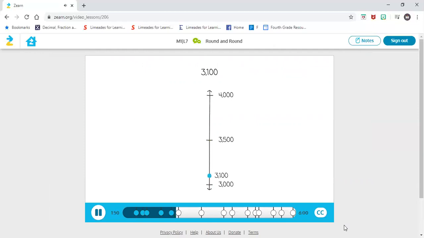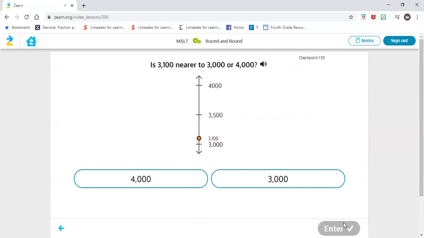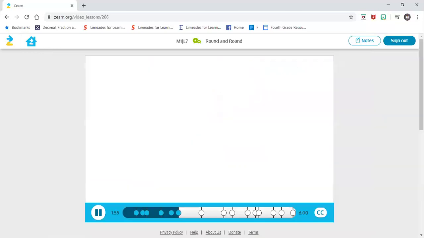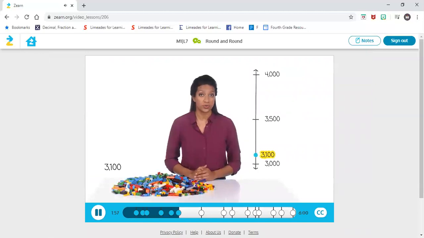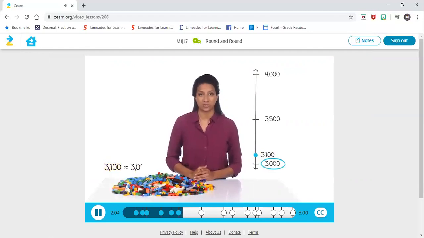Is 3,100 nearer to 3,000 or 4,000? As we look at this number line, we need to see what 3,100 is closer to. It's right above 3,000, and it's not even near 4,000. So it has to be closer to 3,000. 3,100 is nearer to 3,000 on our vertical number line. So 3,100 rounded to the nearest thousand is 3,000.